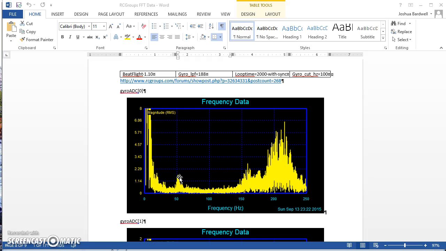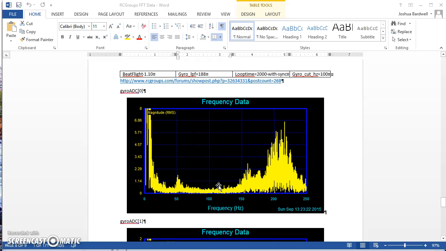So the other thing that could be causing it is aliasing, and the way to get rid of that is to not undersample. So the best case scenario for most people is going to be to run gyro LPF equals 188, which forces the gyro sampling rate to 1 kilohertz, and then run a loop time of 1000, which means that you are not undersampling at all. And that's going to get rid of any aliasing related noise.